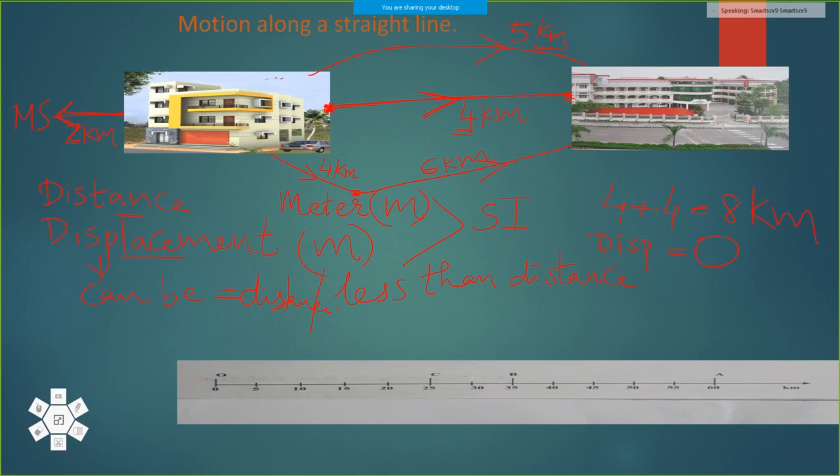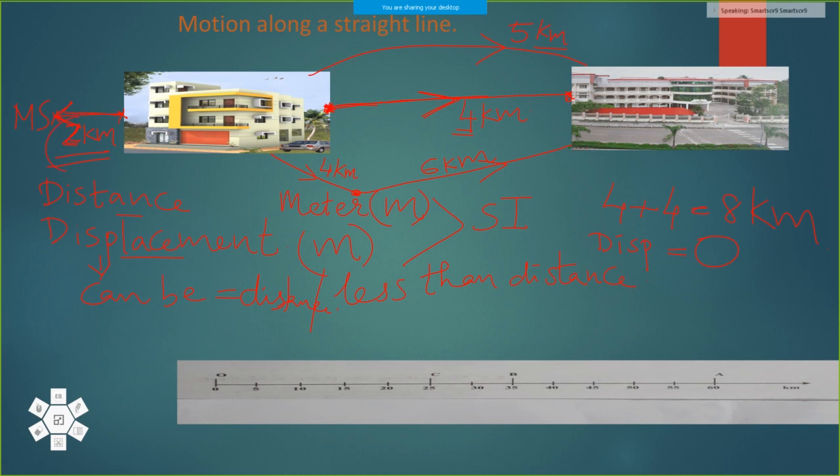So here, what is the distance travelled by you? The total distance is 8 kilometer, then 2 kilometer you have travelled to your music school. So total distance travelled is 8 plus 2, 10 kilometer. But displacement is the distance between initial point and final point. Now, the difference is 2 kilometer. So your displacement will be 2 kilometer in the opposite direction. So opposite direction, that is a negative direction.